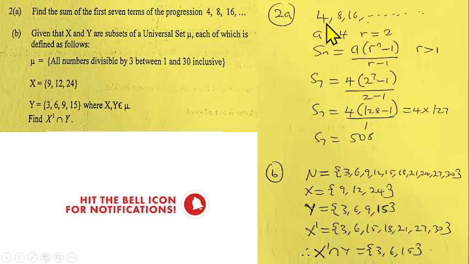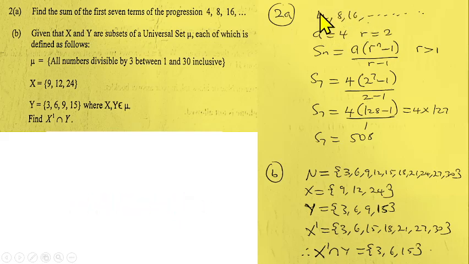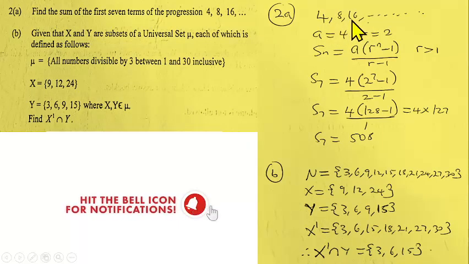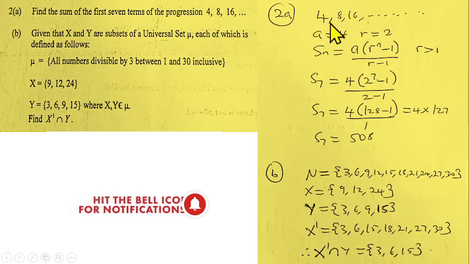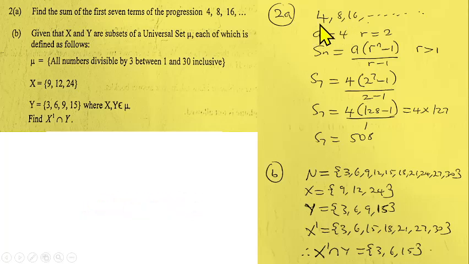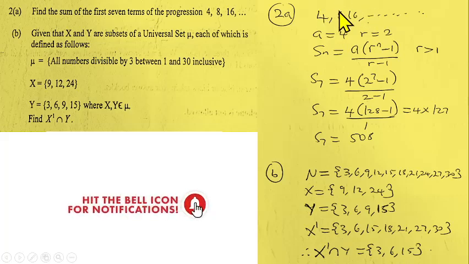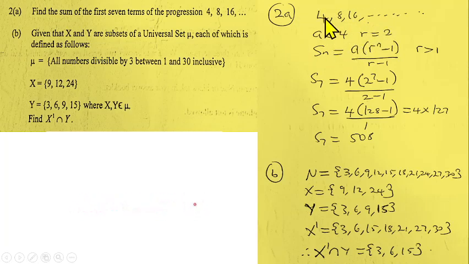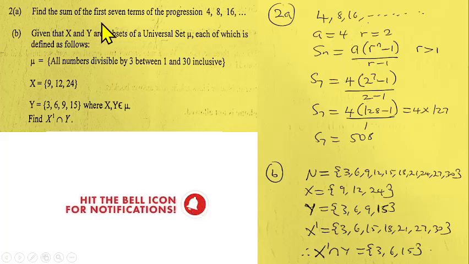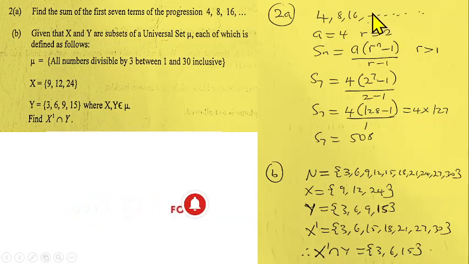We are given 4, 8, 16. You can see that this sequence does not have a common difference. If it has a common difference, we'll say that it belongs to AP, but rather it has a constant ratio. 8 divided by 4 will give us 2. 16 divided by 8 will give us 2 as well. So it has a common constant ratio. So that means it belongs to geometric progression. So in that case, you have to sum 7 terms of this GP.